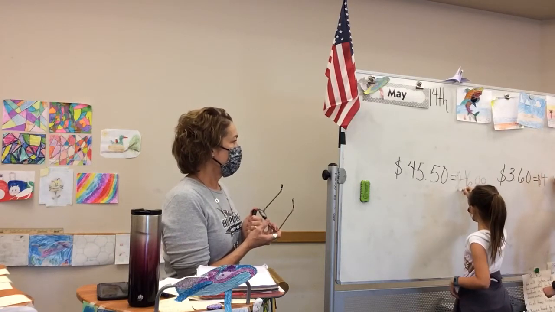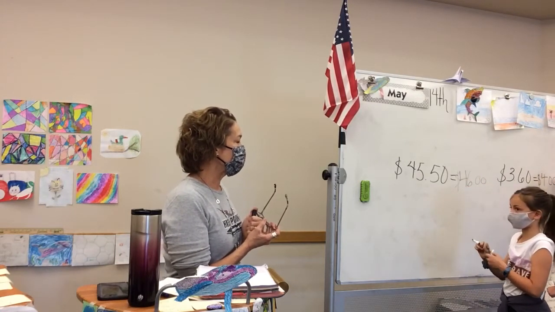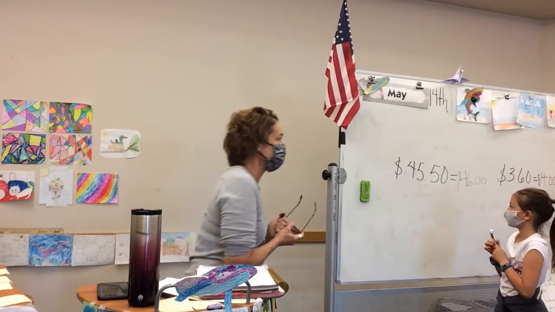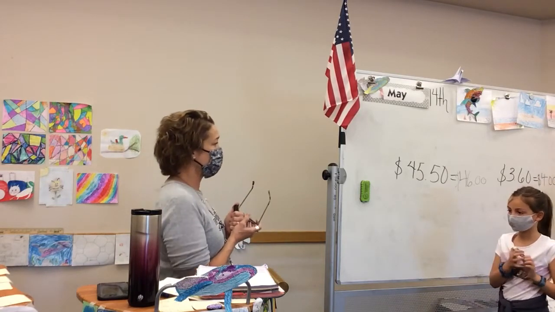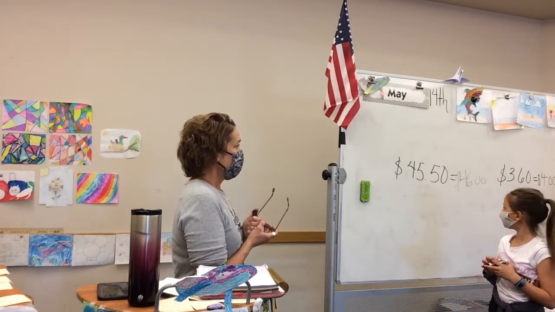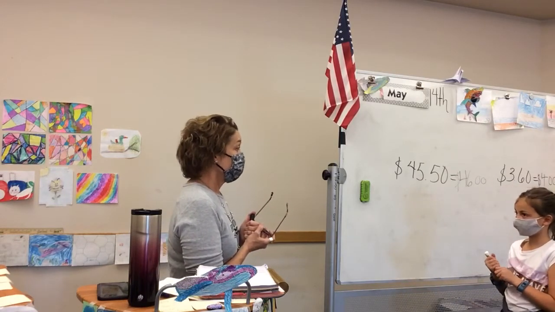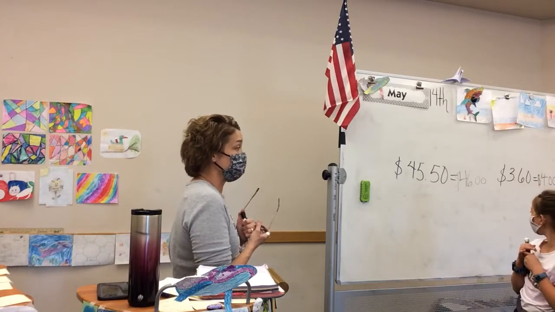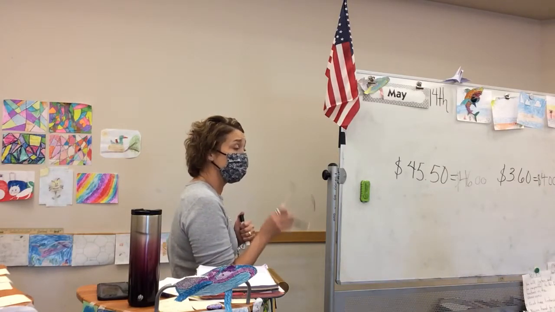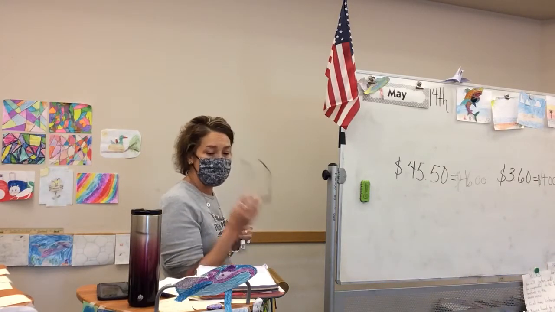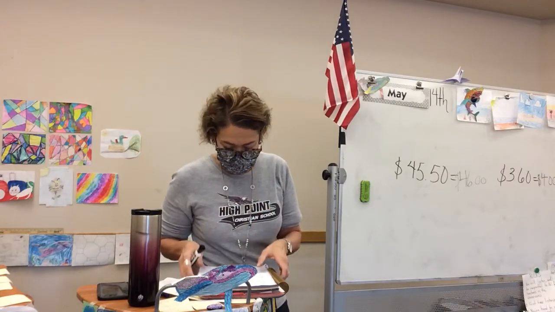Here you go. Now Ella, why did you round up to $46? And James, why did you round up to $4? Because it's higher than 50 cents. Correct. And you're right at the cusp. You are at 50. So you do round up. 50 cents and above, you round up. Very good, friends. Let's do another one.